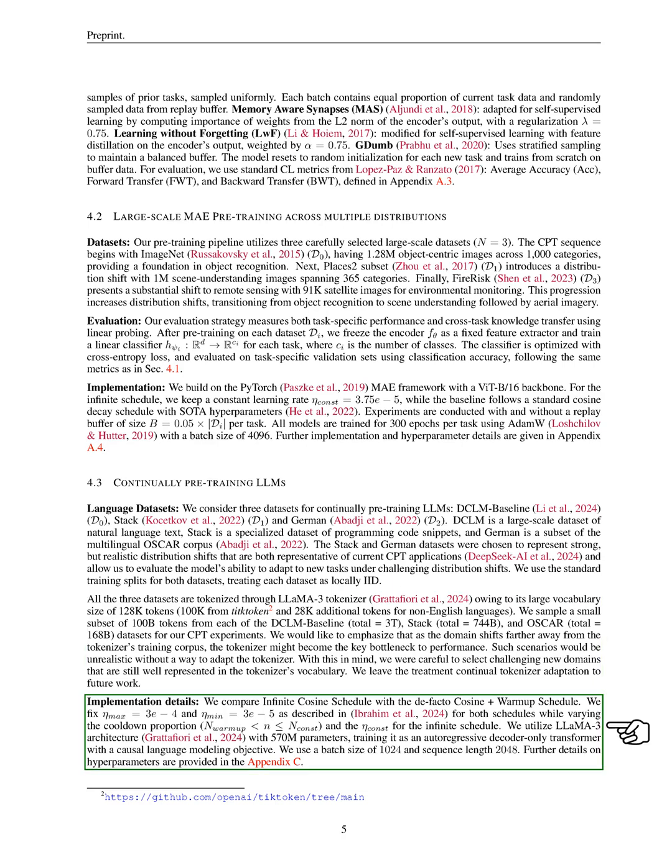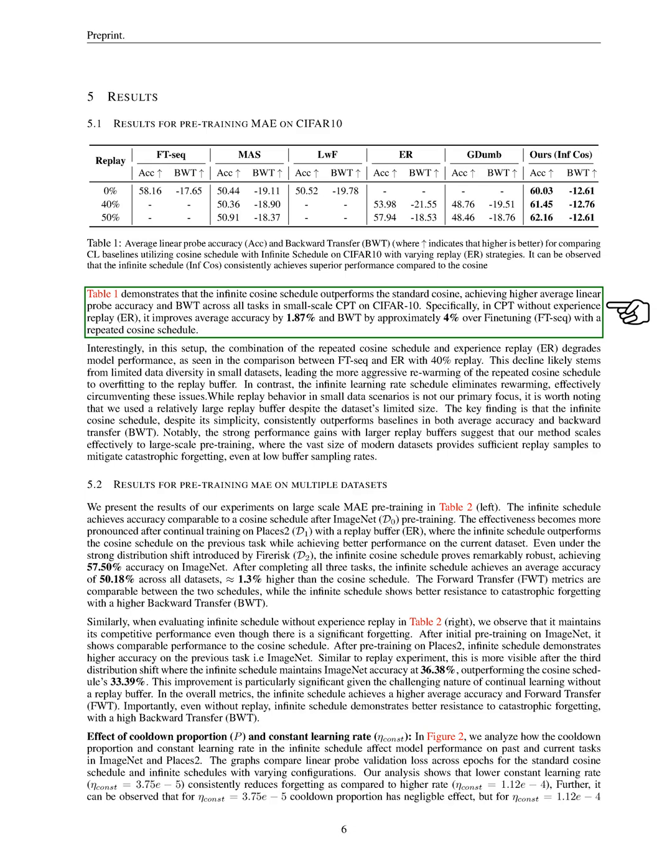In our implementation, we compare the infinite cosine schedule with the standard cosine plus warm-up schedule, fixing certain parameters while varying others. We use the Llama 3 architecture with 570 million parameters, training it as an autoregressive transformer with a causal language modeling objective. Our results for pre-training MAE on CIFAR10 show that the infinite cosine schedule outperforms the standard cosine schedule, achieving higher average accuracy and backward transfer across all tasks.